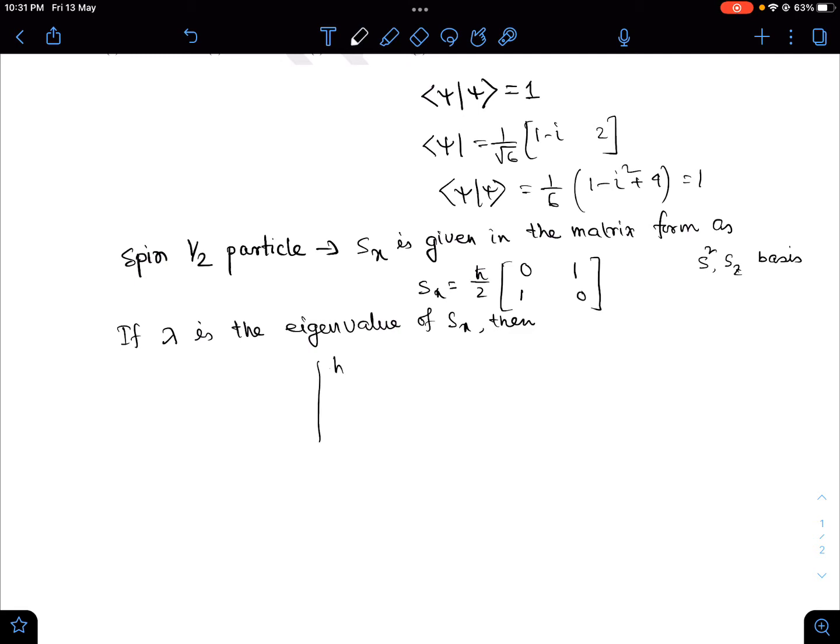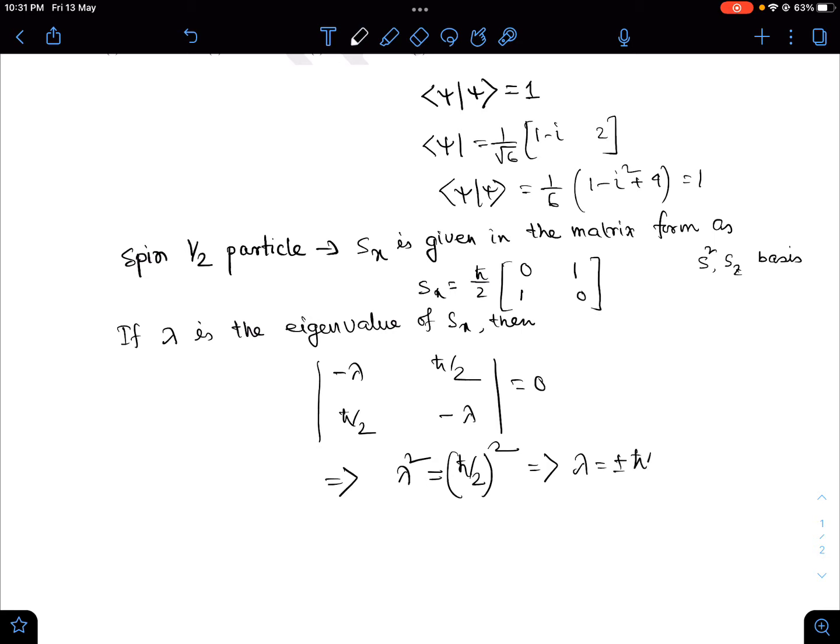So h cut by 2, sorry, this will not be h cut by 2, this will be minus lambda. This is h cut by 2, this is h cut by 2, and this is minus lambda. So we will have lambda square equal to h cut by 2 whole squared. So we will get eigenvalues plus minus h cut by 2.